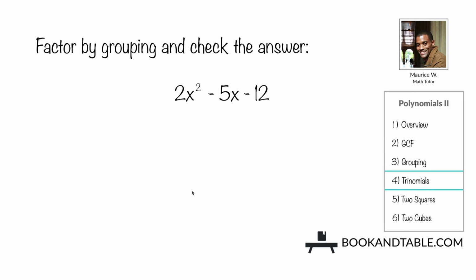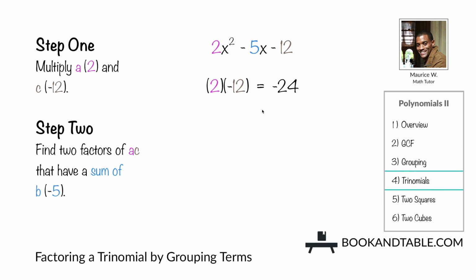So you'll be asked to factor by grouping and check the answer for the polynomial 2x squared minus 5x minus 12, the expression we were just working with. So what do you do in these cases? Step 1, multiply a, the coefficient of your quadratic term, and c, your constant. So in this case, you'll be multiplying 2 times negative 12, which will give you negative 24.